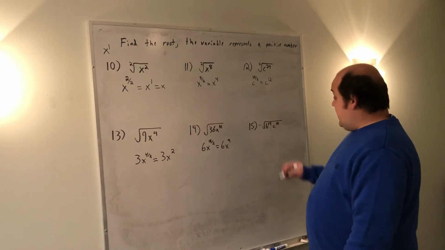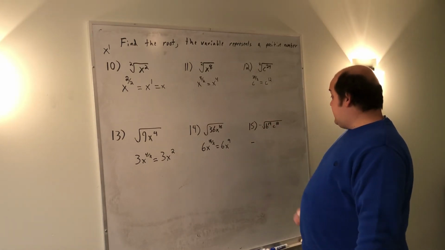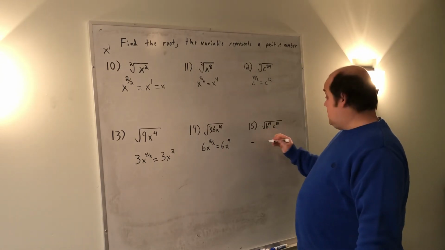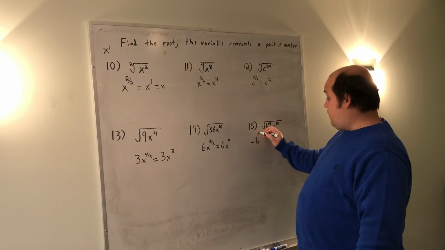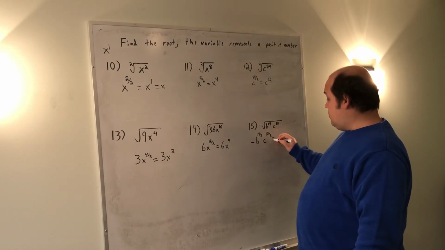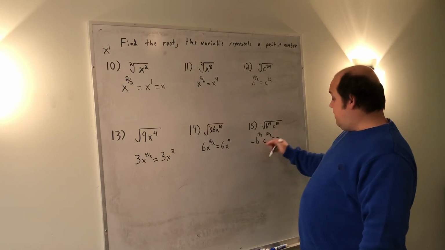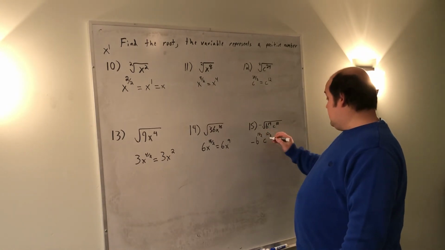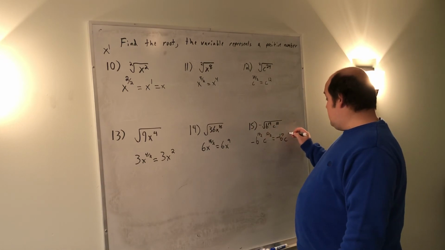Finally, in number 15, I'm going to leave the negative sign outside. There's 2 variables here, but I can treat them separately. So I can do b to the 14th divided by 2 times c to the 10th divided by 2. That leaves me with negative b to the 14 divided by 2 is 7, c to the 10 divided by 2 is 5.